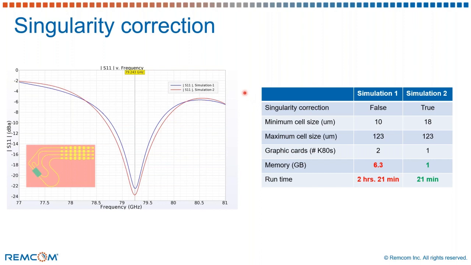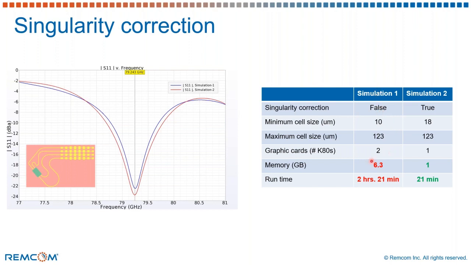Now, I would like to show you the results of the FDTD simulations that I have run. Here to the left, we have the S parameters plot for the 79 gigahertz array. I have two simulations: simulation 1, in which singularity correction was not enabled, shown in the blue line, and the red line, which is results from simulation 2, in which we had singularity correction enabled. And to the right, we have a table which gives you information about these two simulations with respect to the memory and runtime taken and the cell sizes used.